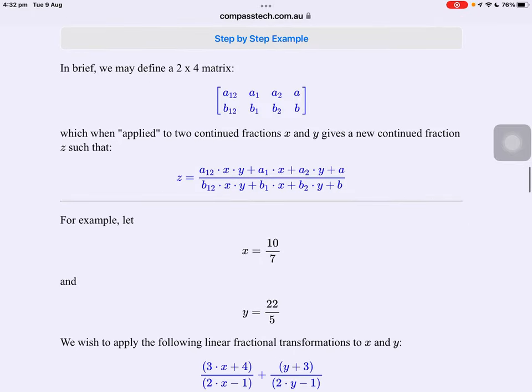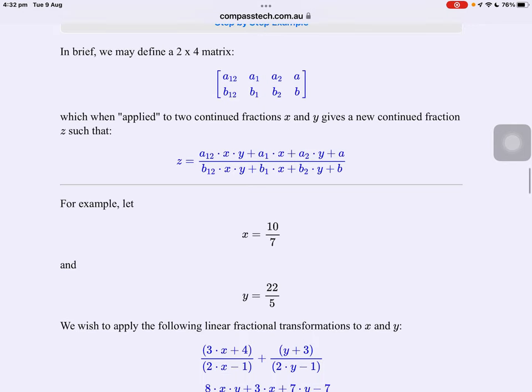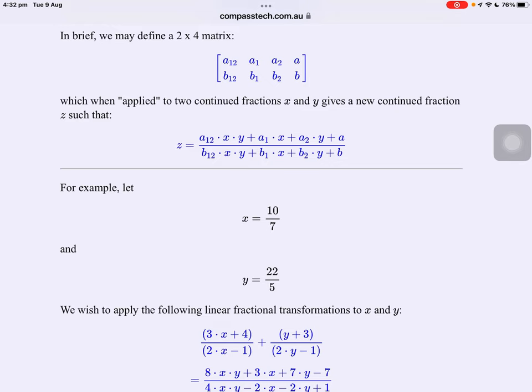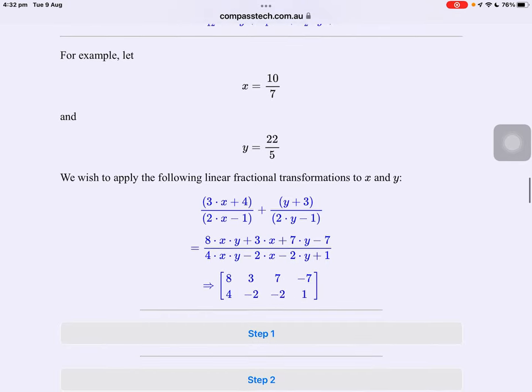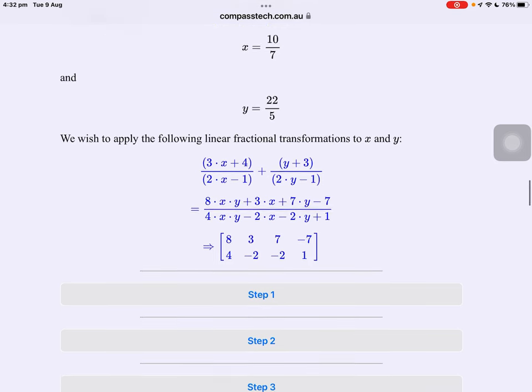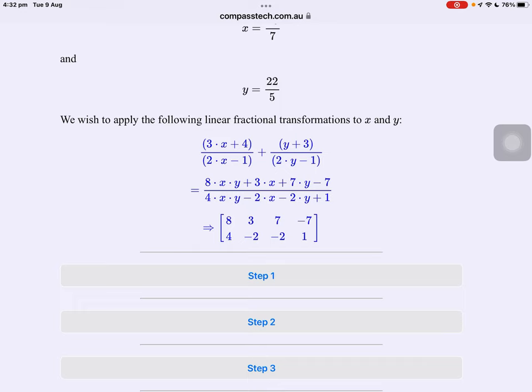Let's see if we can follow this. So our 2x4 matrix is shown. When you apply two continued fractions, x and y, you get a new continued fraction z of that form. And again, let's go back to our simple examples. Let x be 10 over 7 and y be 22 over 5. But this time, we're going to do a little bit more work. Our last example simply involved calculating x times y. What we'll see is that even much more complicated operation, in this case, as you can see there, 3x plus 4 over 2x minus 1 plus y plus 3 over 2y minus 1 is actually no harder than x times y.